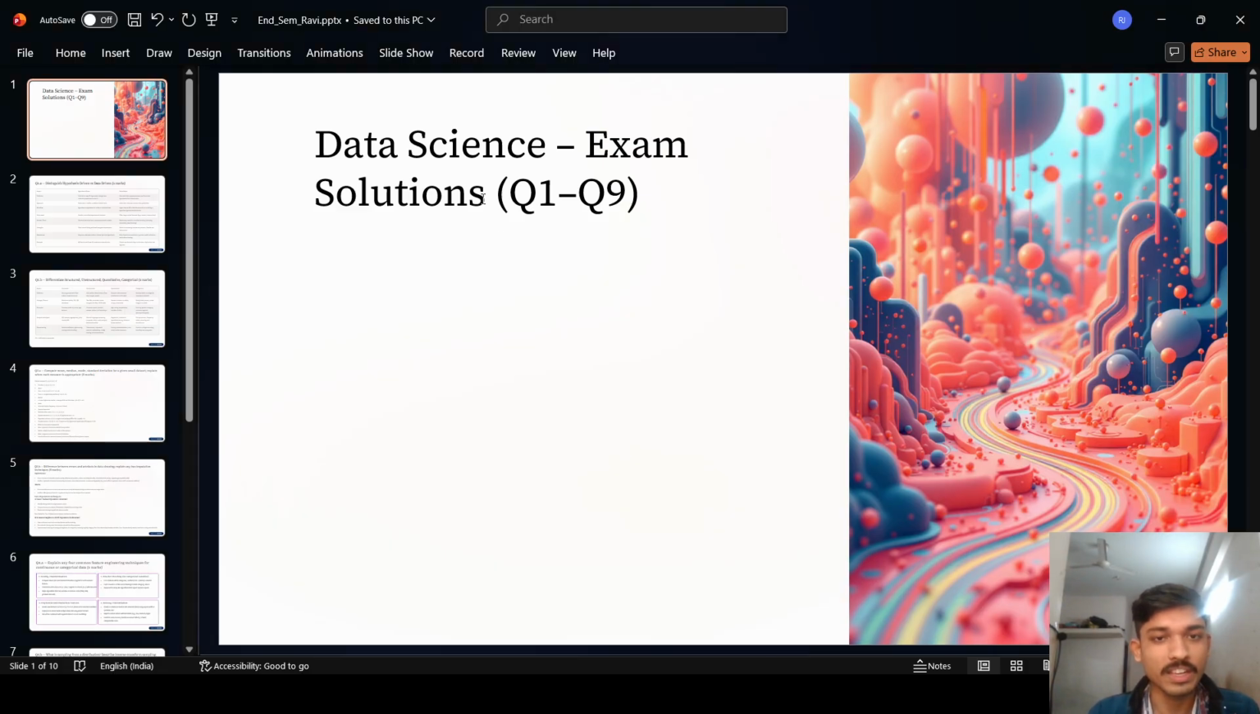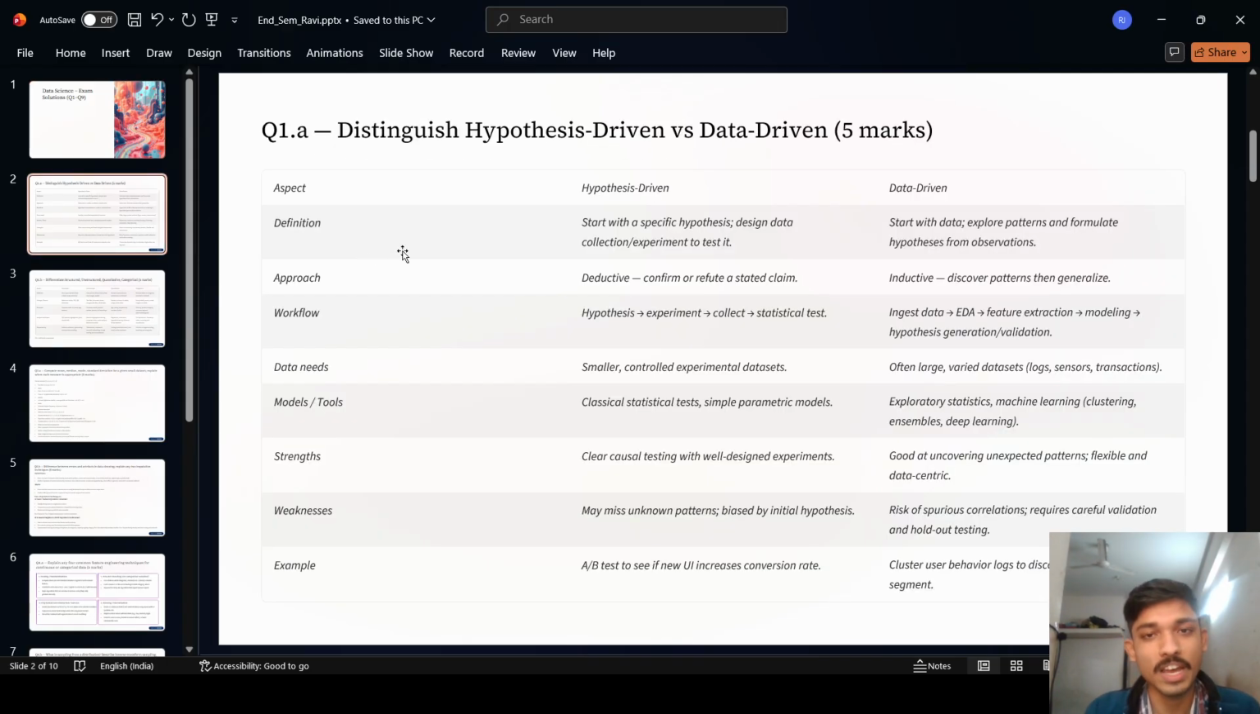So, there are 9 questions. The first question is: distinguish between hypothesis driven and data driven programs. We will divide this question into three columns. First one is aspect, second is hypothesis driven, third one is data driven. So, the first is definition.